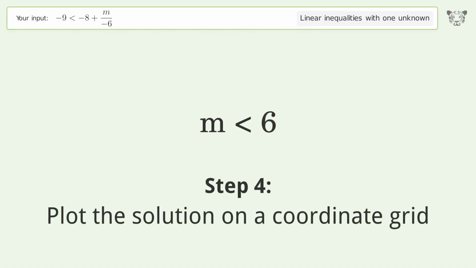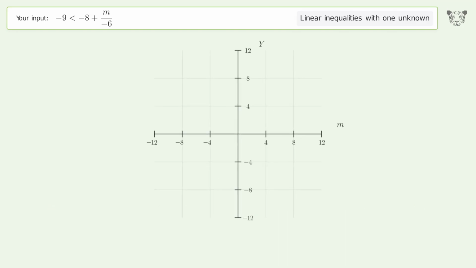Plot the solution on a coordinate grid. And so the final result is m smaller than 6.